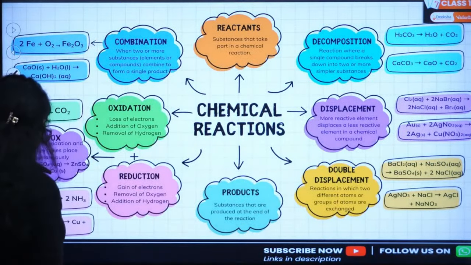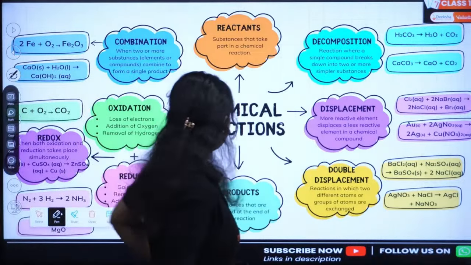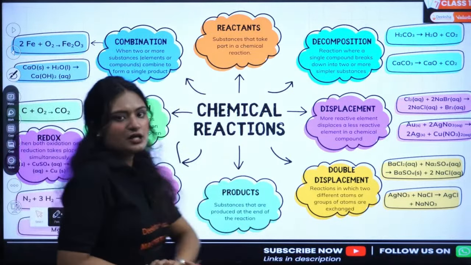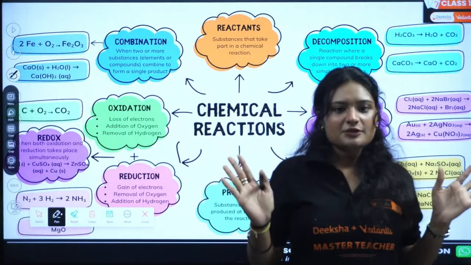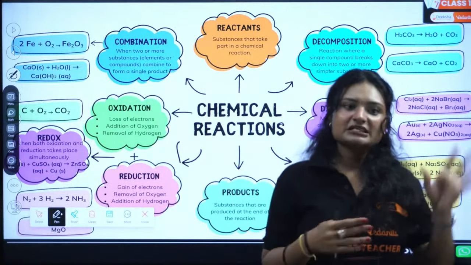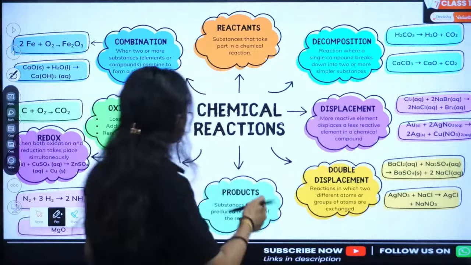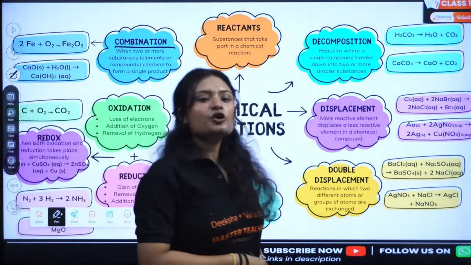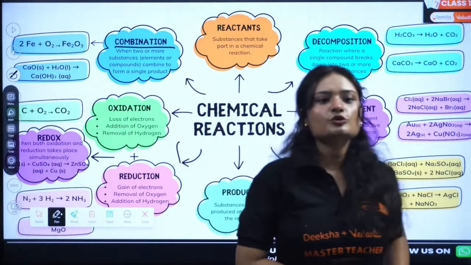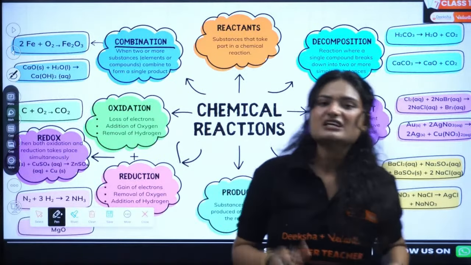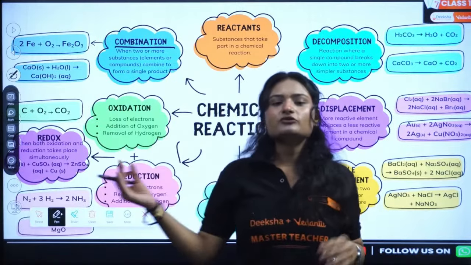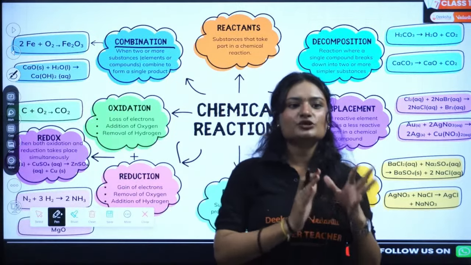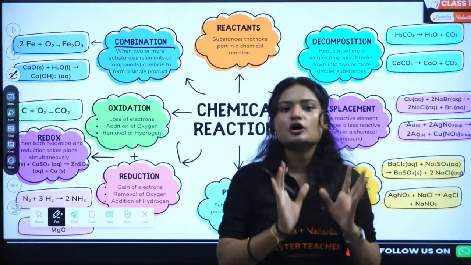Chemical reactions, different types of chemical reactions. What are the different types of chemical reactions? These are the types. There are one or two others, but these are the major types. Let's start with the combination reaction. What is a combination reaction? When two or more substances or elements combine to give a single product. When you have two or more reactants and they combine to give a single product, that is a combination reaction.